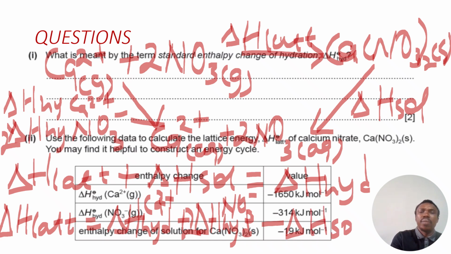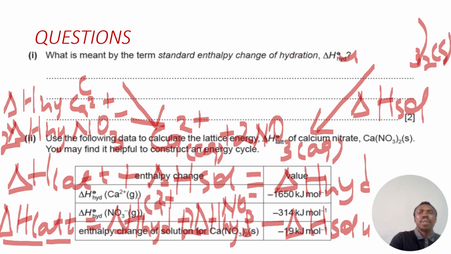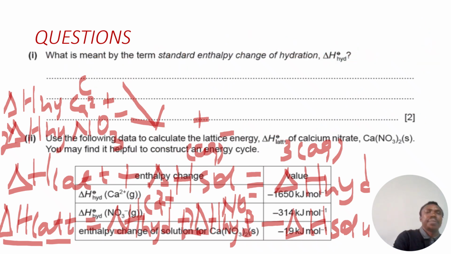The enthalpy change of solution. So this is the lattice energy, which is equal to the enthalpy change of hydration of calcium ion plus the enthalpy change of hydration of nitrate ion, minus the enthalpy change of solution. So I have to erase this so that there will be space for me to solve.